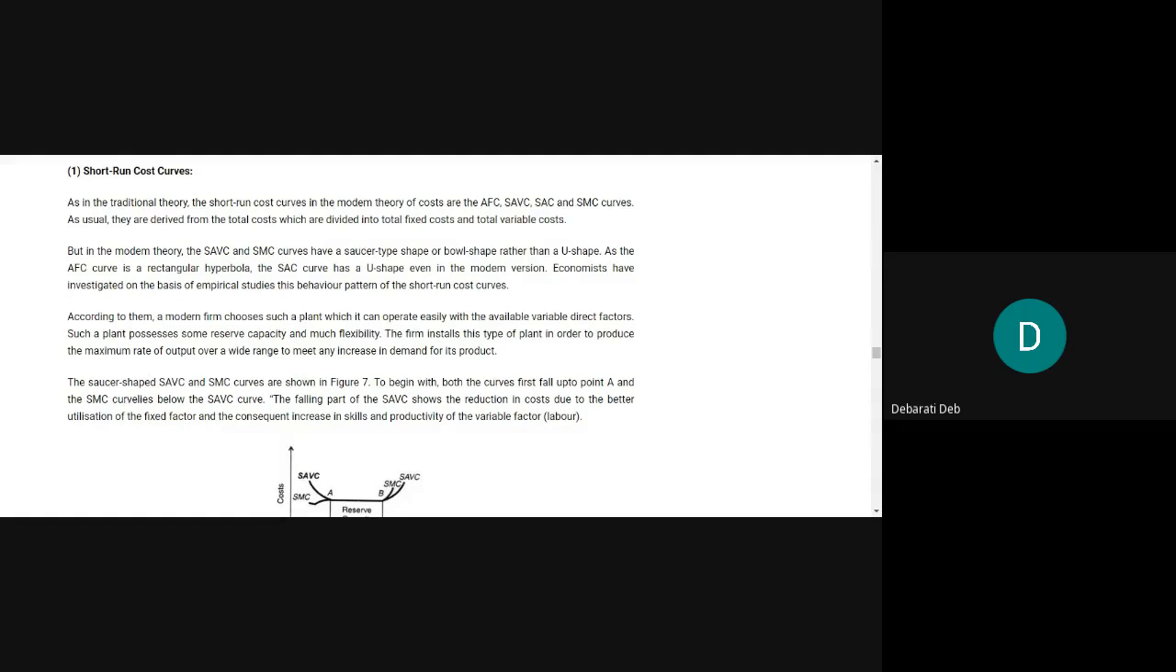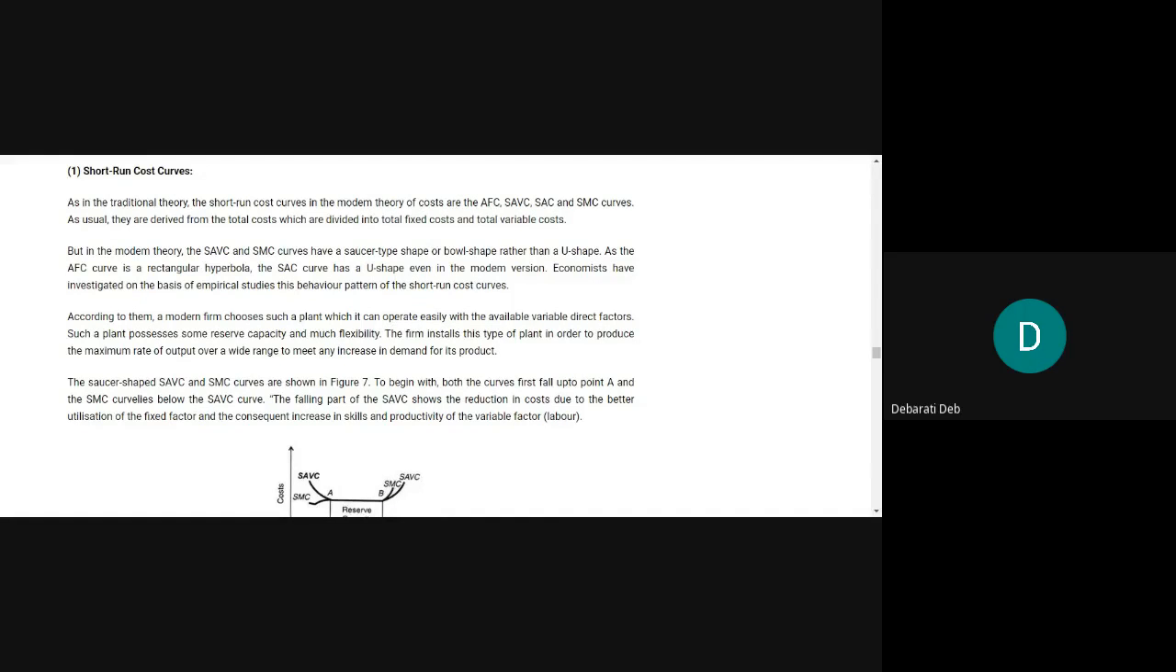As in the traditional theory, the short... am I audible? I have to check. Yes, miss. Okay, thank you. If I become inaudible at any point of time, please one of you unmute and tell, okay?